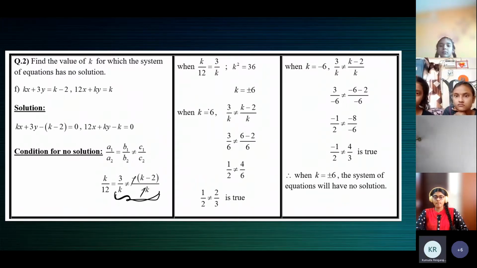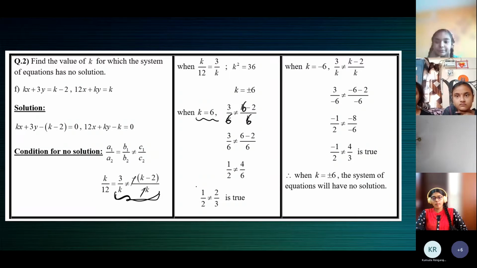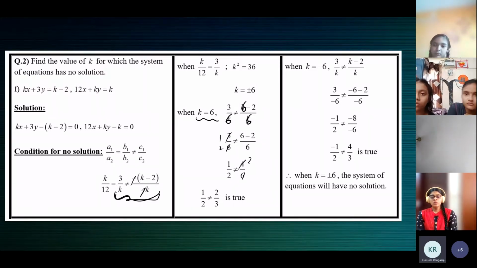Just take that value of k when k is equal to 6. So when k is 6, this is 6, this is 6, this is 6. So you'll get 3 by 6, 1 by 2. And here 4 by 6, which is 2 by 3. 1 by 2 is not equal to 2 by 3. Yeah, it's true.